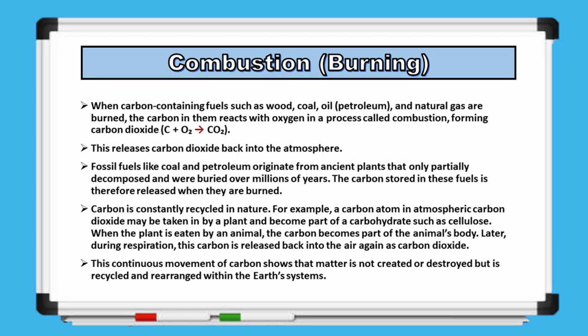Overall, the carbon cycle demonstrates that carbon is constantly being recycled rather than created or destroyed. A carbon atom may begin as carbon dioxide in the atmosphere, become part of a plant during photosynthesis, move into an animal through feeding, and finally return to the atmosphere through respiration, decomposition, or combustion. This continuous recycling ensures that carbon remains available to support life on Earth.